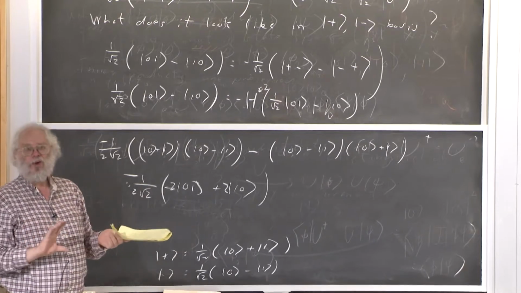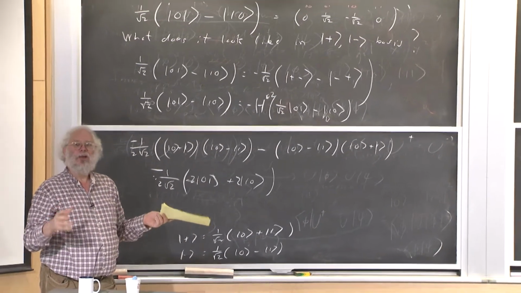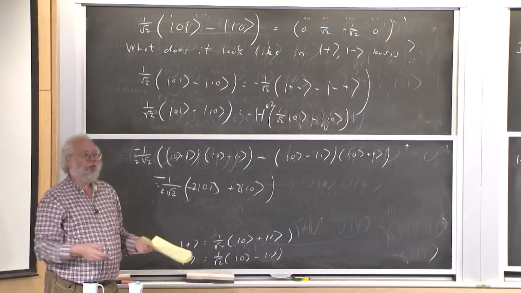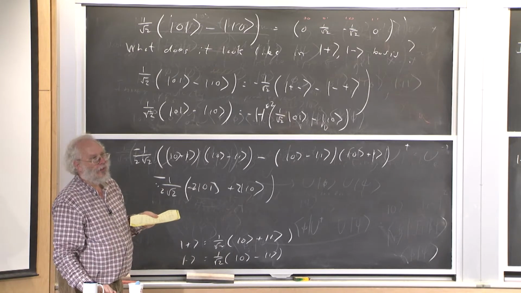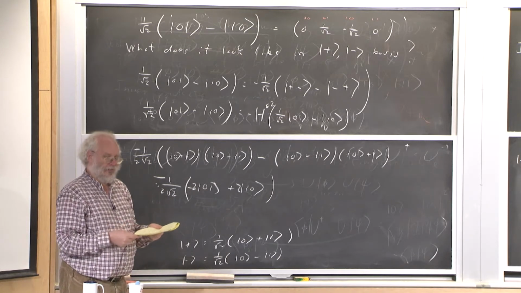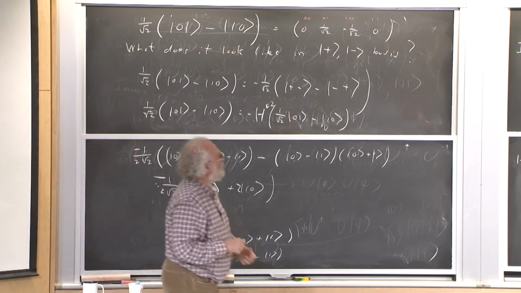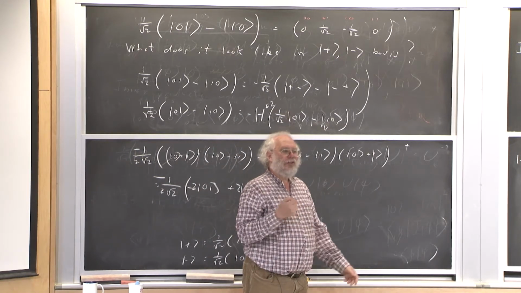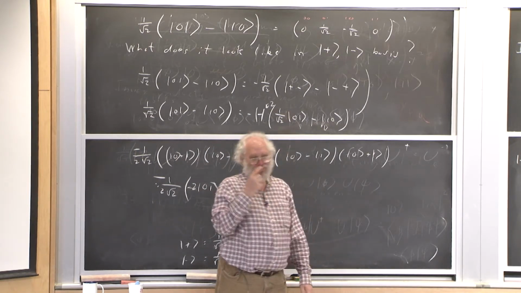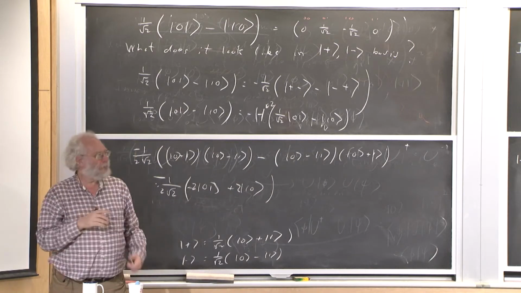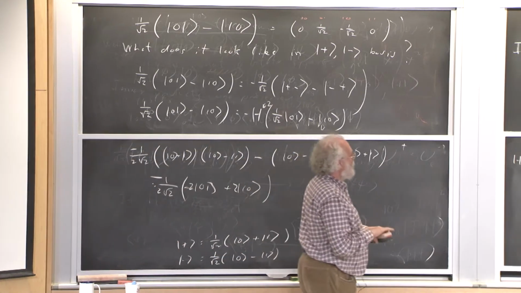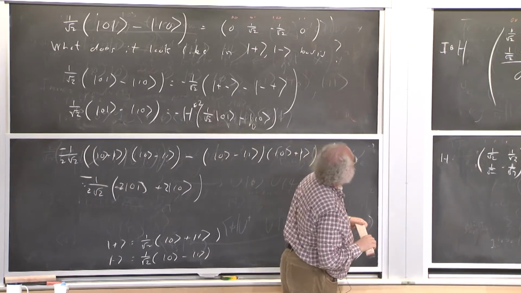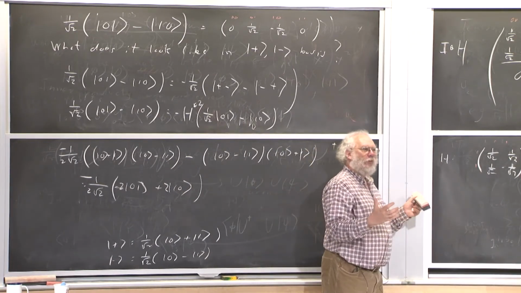So tensor products are one of the most confusing things about this course. Are there any questions about them? Yeah? Is there any way to apply a single qubit gate to one of the qubits without having to compute a tensor product? Yeah, there is. Maybe I should do an example, because you don't really want to compute tensor products.